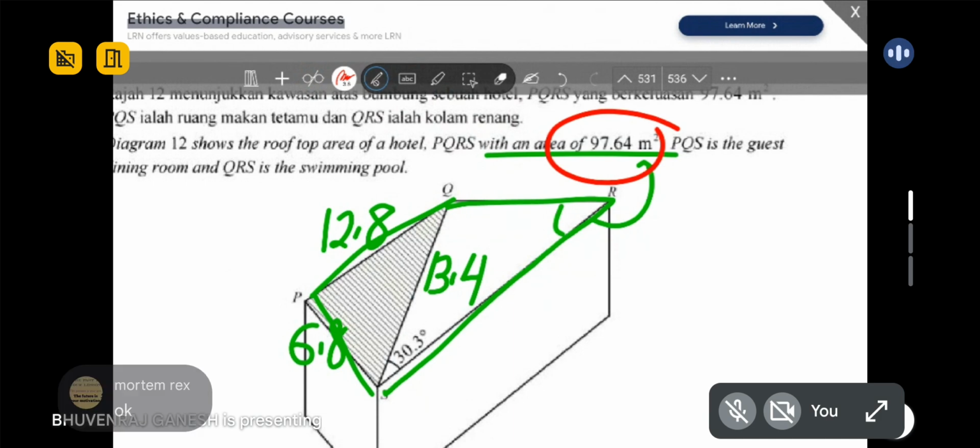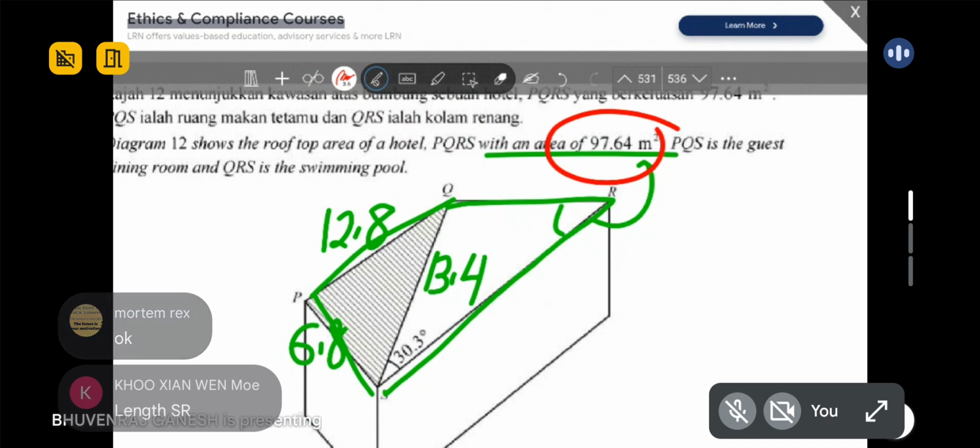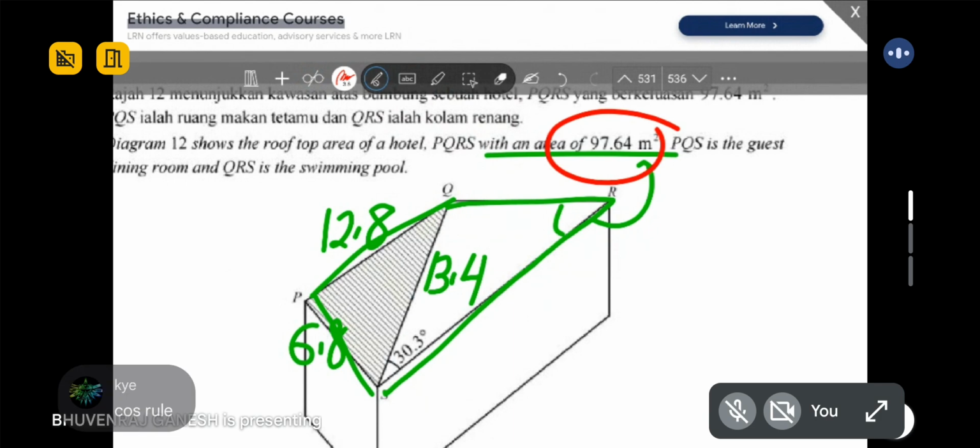Sine rule? If you say sine rule, do you have the angles or not? Is there enough angle? Cos rule? Don't just simply guess, guys. You see carefully here. In a trapezium, this side and this side are parallel. Agree? PQ and SR are parallel.